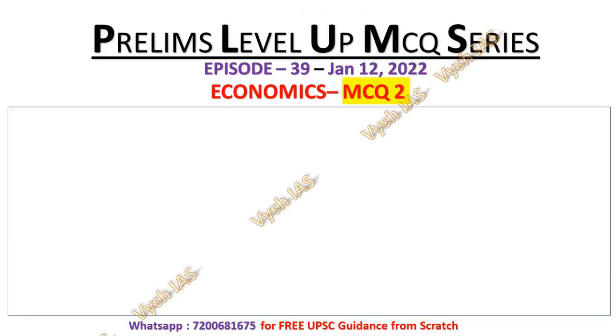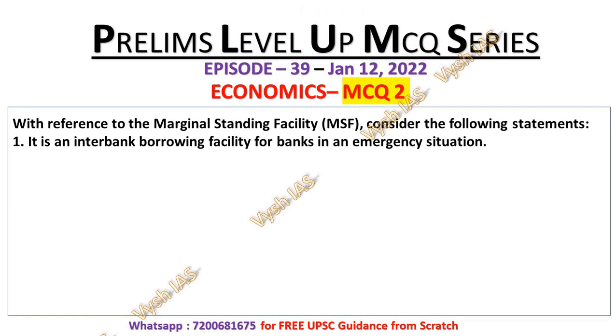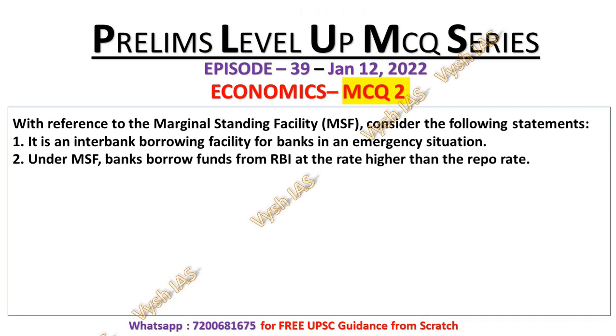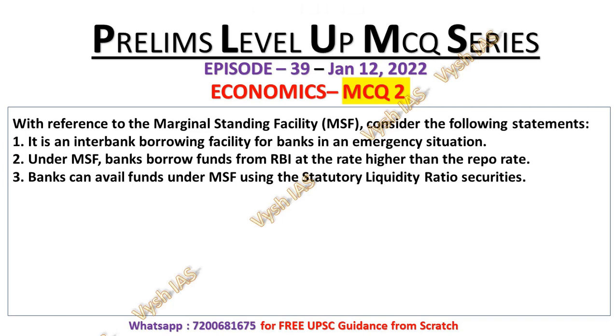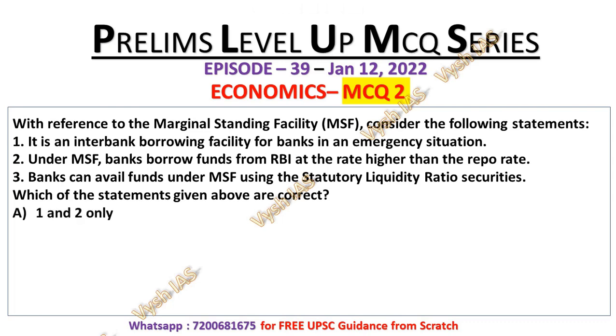Now move on to MCQ number 2. With reference to marginal standing facility, consider the following statements. 1. It is an interbank borrowing facility for banks in an emergency situation. 2. Under MSF, banks borrow funds from RBI at a rate higher than the repo rate. 3. Banks can avail funds under MSF using statutory liquidity ratio securities. You have to identify the correct statements. Options are: 1 and 2 only; 2 and 3 only; 1 and 3 only; and all of the above. I will give you 10 seconds. Try to answer this question and write it in the comment section.